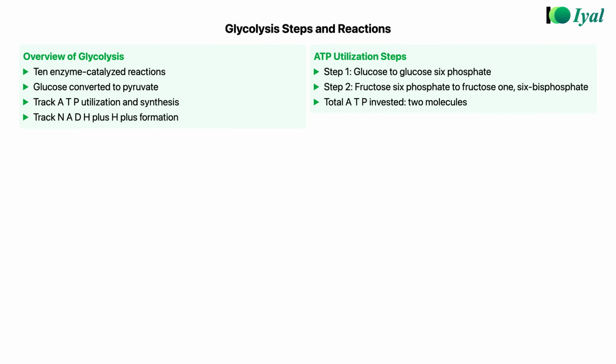First, the ATP usage. Step 1. Glucose is converted to glucose 6-phosphate. This requires 1 ATP. Hexokinase does this reaction. The ATP provides the energy and the phosphate group. Step 2. Fructose 6-phosphate is converted to fructose 1,6-bisphosphate. This also requires 1 ATP. So at the beginning of glycolysis, 2 ATP molecules are invested. The cell spends energy first to prime the glucose. Like an investment, no? You invest money to earn more money later.